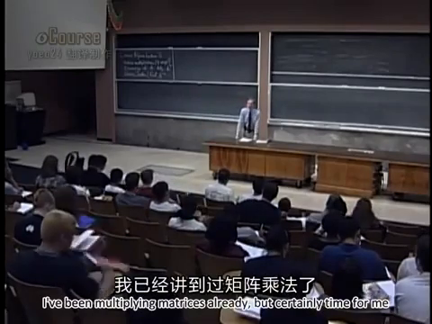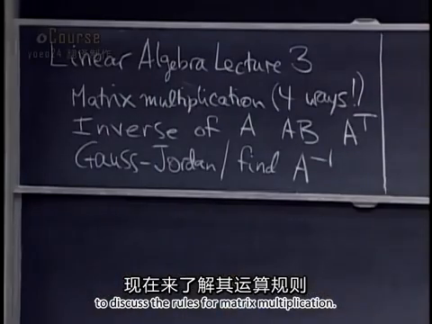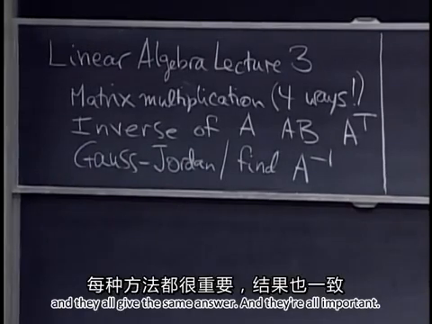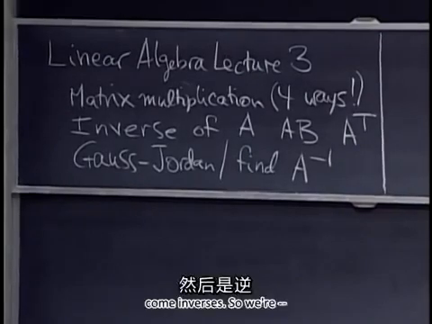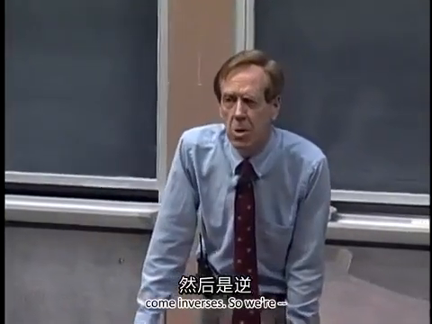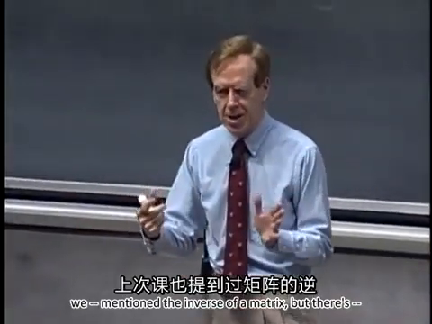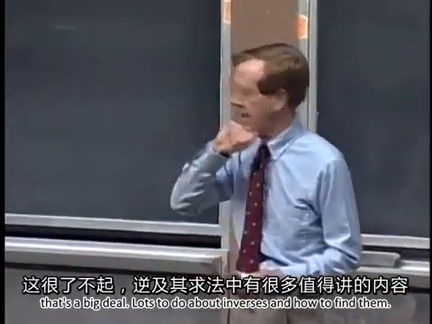I've been multiplying matrices already, but it's certainly time for me to discuss the rules for matrix multiplication. And the interesting part is the many ways you can do it, and they all give the same answer. And they're all important. So matrix multiplication, and then come inverses. So we mentioned the inverse of a matrix, but that's a big deal. Lots to do about inverses and how to find them.